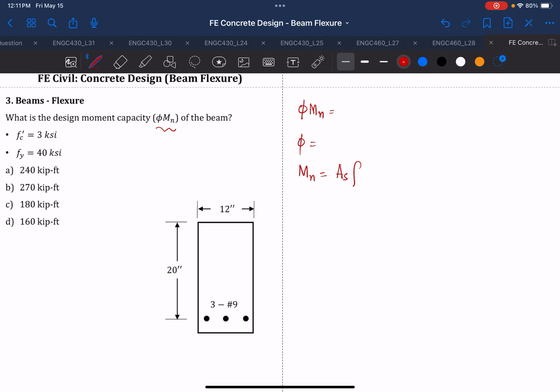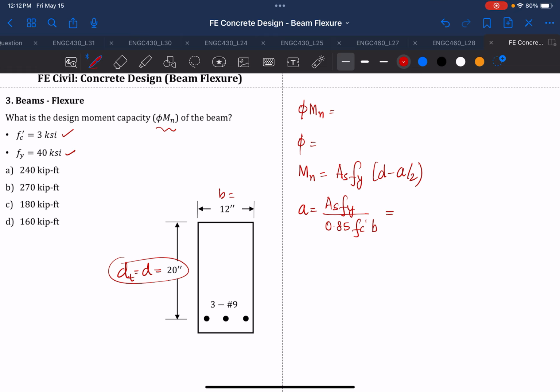Mn we can calculate as As fy (d minus a over 2), and this will be your d, and also this will be your dt because we have only one layer of steel. And then fy is given to us, which is 40 ksi, and fc is also given to us, which is 3 ksi. And then we know d here, and all we need to find is a, and a is As fy divided by 0.85 fc b, and this is your b.